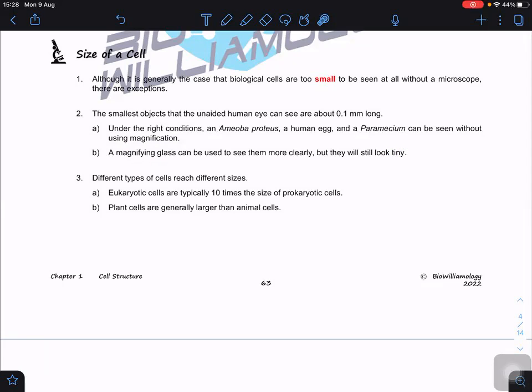In terms of this one highlight, different types of cells definitely have different sizes, but generally eukaryotic cells are about 10 times the size of prokaryotic cells. Plant cells generally are larger than animal cells. If you compare, plant cells are generally larger.